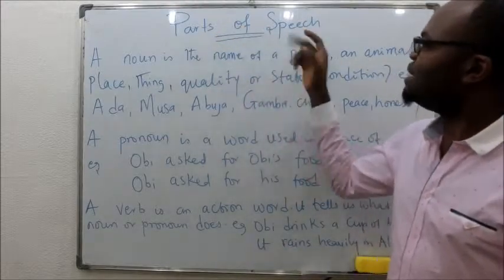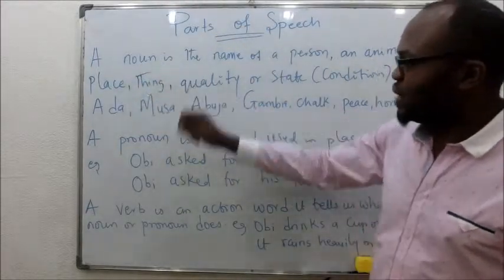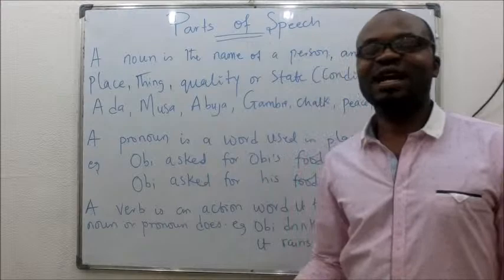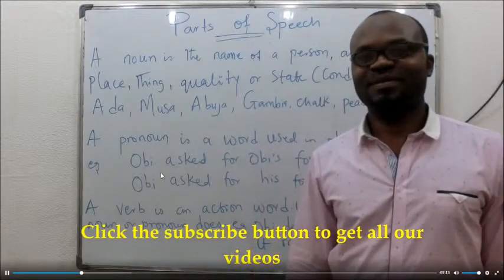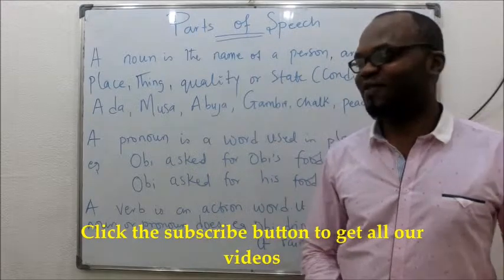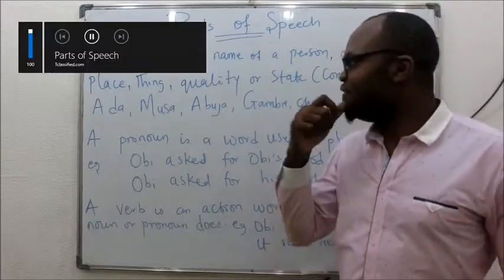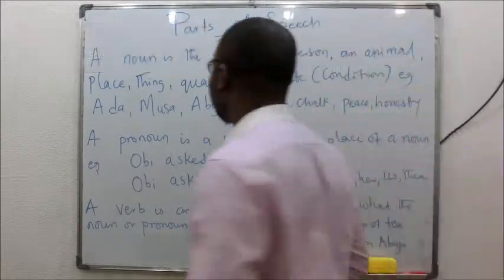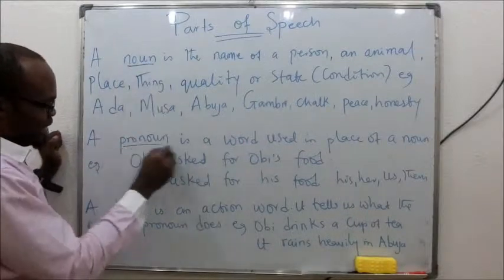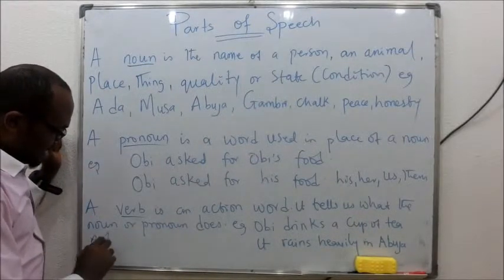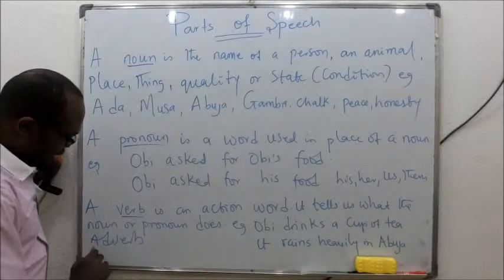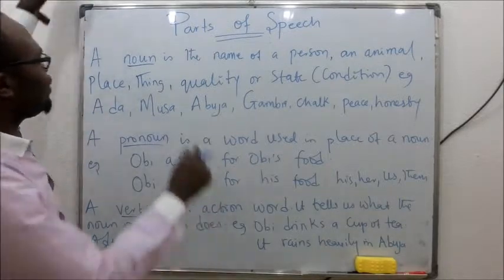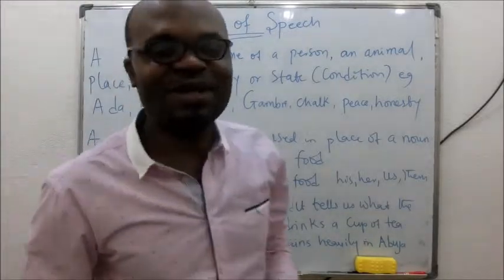So the parts of speech, we can have noun, we can have pronoun, we can have verb, you can also have adjective, you can have adverb. So we're going to be looking at these parts of speech so that whenever you see any word, you are going to be able to tell me the part of speech that it is, whether it is a noun or a pronoun or a verb or an adverb or an adjective or any other part of speech. So first of all, let's look at the first one, a noun. What is a noun? What is a noun?